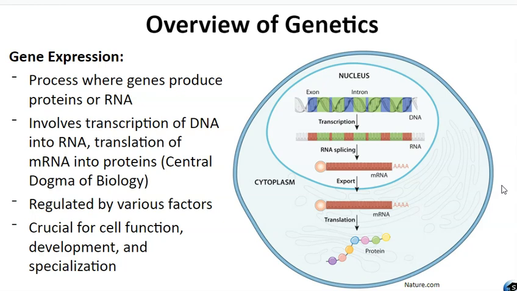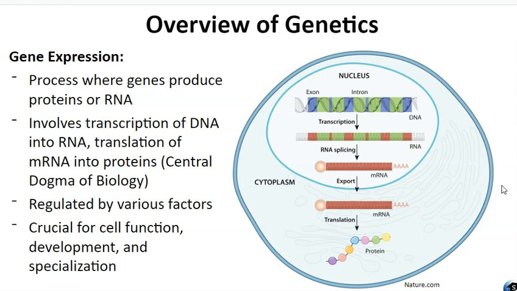It involves a series of steps, starting with the transcription of DNA into RNA by RNA polymerase. The resulting RNA molecule, known as messenger RNA or mRNA, is then modified and transported out of the nucleus to the cytoplasm. And then in the cytoplasm, the mRNA serves as a template for protein synthesis during translation, where ribosomes read the mRNA sequence and assemble amino acids into a polypeptide chain.